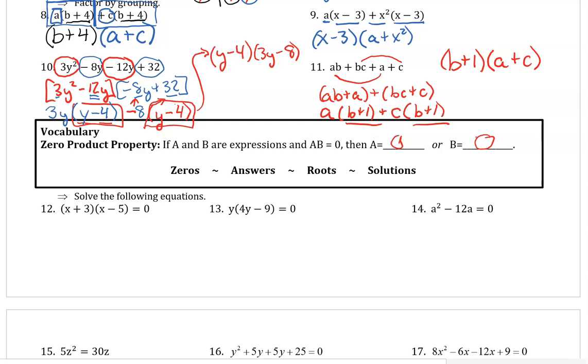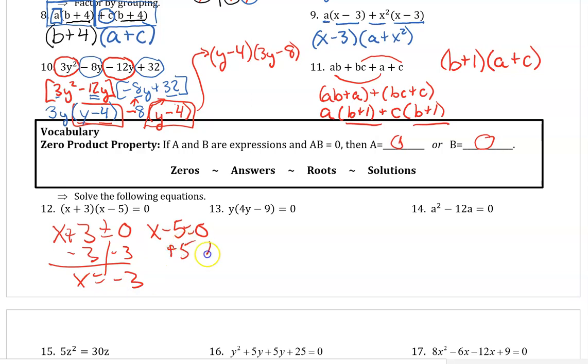We want to find the values for x such that x plus 3 times the quantity x minus 5 equals 0. So for this, we can set each of the terms equal to 0 and solve. Subtract 3 from each side. For the first one, x equals negative 3. The second one, add 5 to each side, x equals positive 5. So if we put positive 5 back into our expression, 5 plus 3 is 8, times 5 minus 5, which is 0, 8 times 0 equals 0.